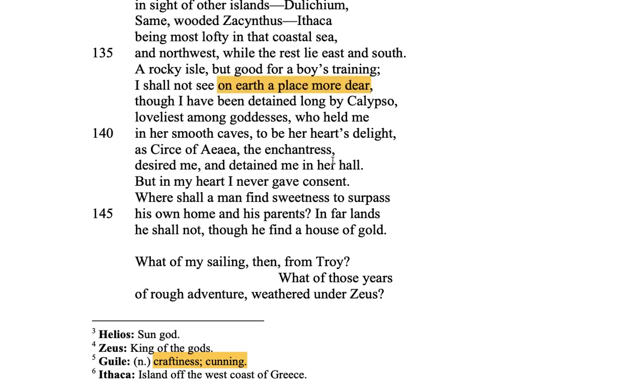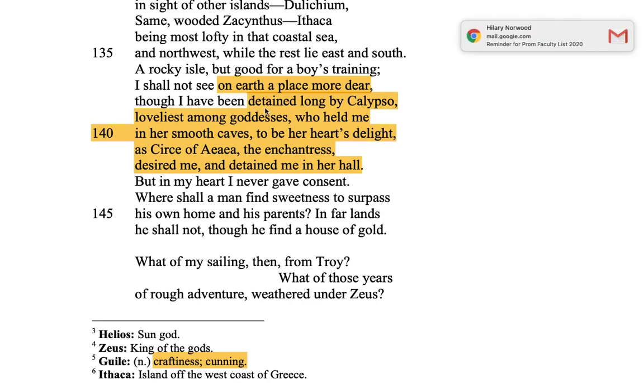Though I have been detained long by Calypso, loveliest among the goddesses, who held me in her smooth caves to be her heart's delight, as Circe of Aea, the enchantress, desired me and detained me in her hall. Wait a second. That right there? Detained by Calypso? Loveliest among the goddesses? Held me in her smooth caves? Heart's delight? Circe desired him and detained him in her hall? Yes, that's right. These were his lovers. But he's married. I'll leave that. But in my heart I never gave consent. Aw, you still did it though.